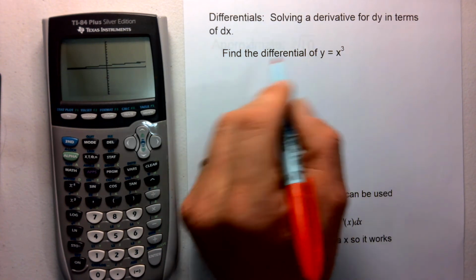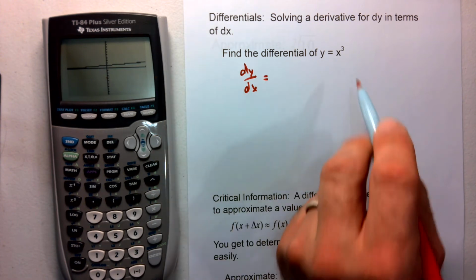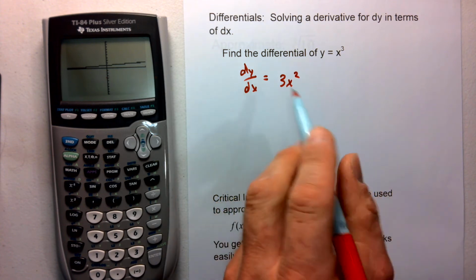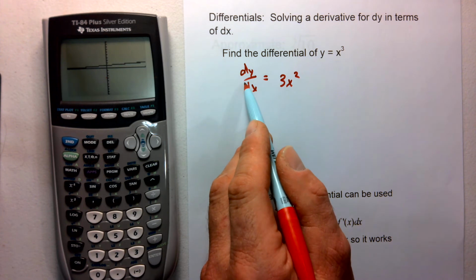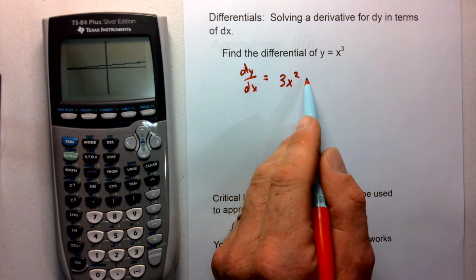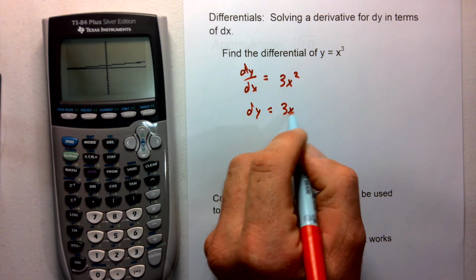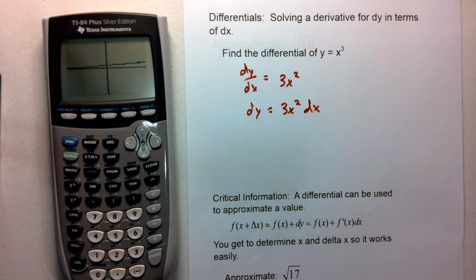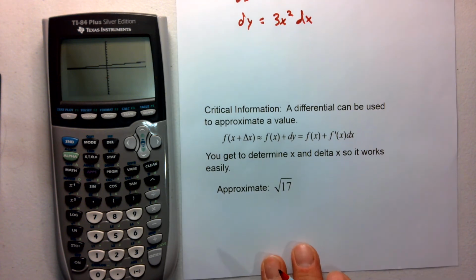So the derivative of y we know is dy dx. Derivative of x to the third gives us 3x squared. To solve or to determine this differential, we're going to take this dx and move it over with the x's. So we're going to have dy equal 3x squared dx. And that's simply finding the differential, or solving the derivative in terms of dy. Here's where it all kind of comes together.